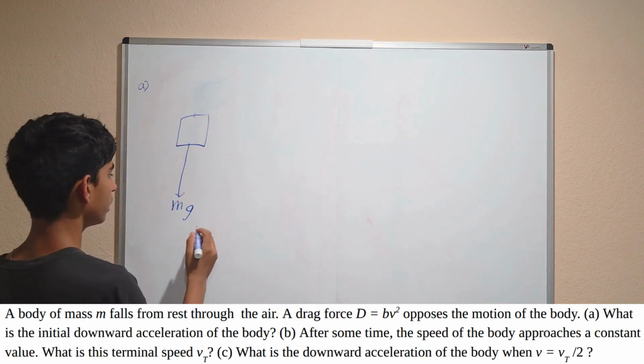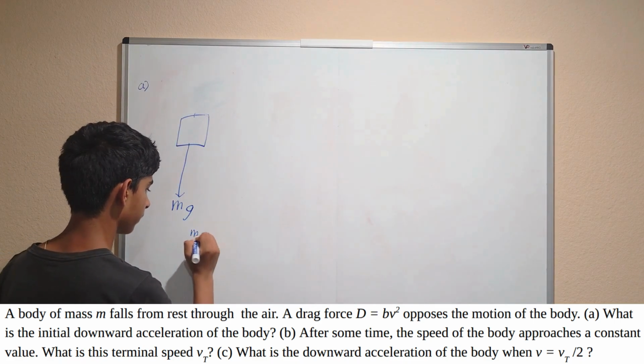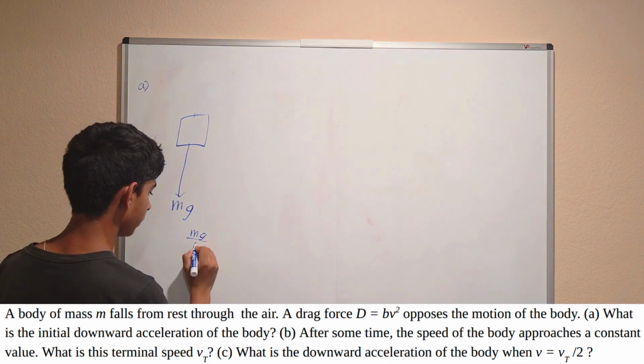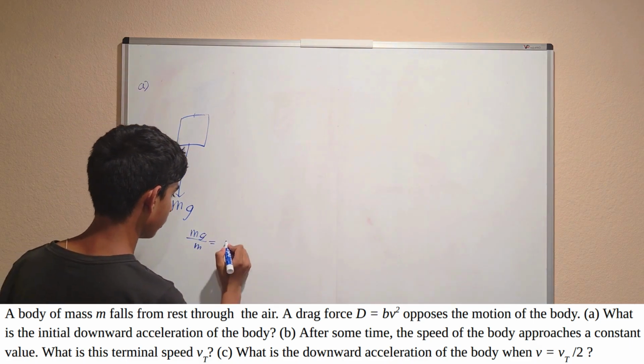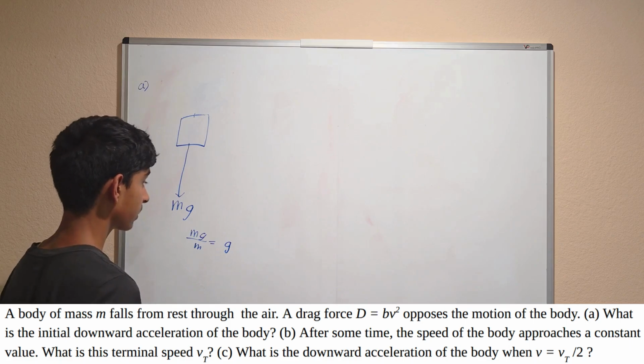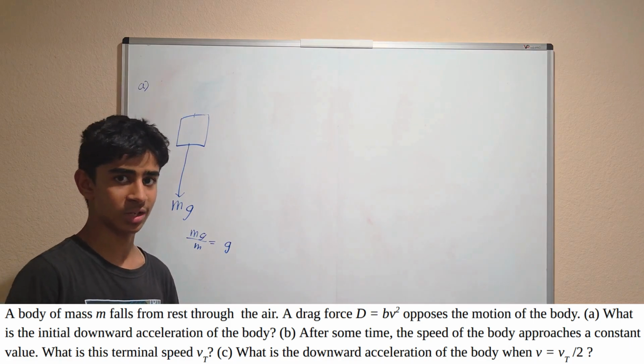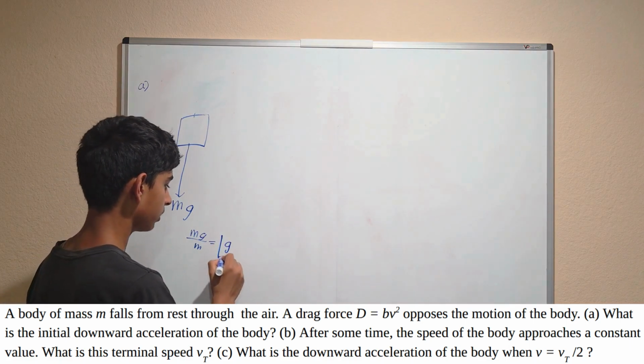Using Newton's second law, the acceleration is just the force divided by the mass, which is just g. It's not negative g because it's asking for the downward acceleration, so we just give plain g.